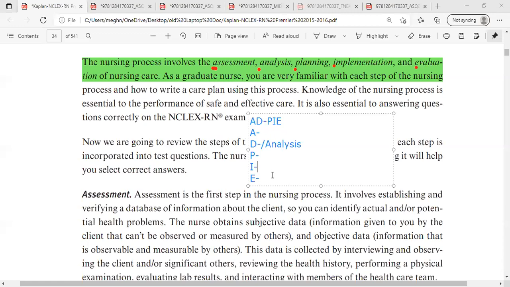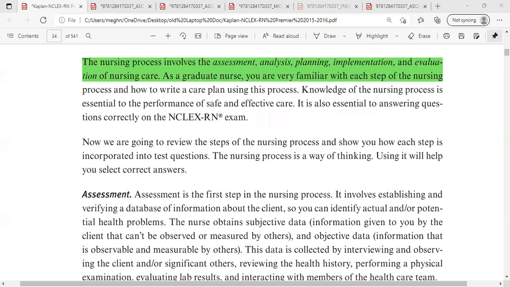And the last step is called evaluation, right? E. So evaluation: has the need been met? Also compare the actual outcome with the expected outcome and re-evaluate the problem list with the rest of the healthcare team. It is the very basic for the patient about the nursing process. And now let me see what they said about assessment.